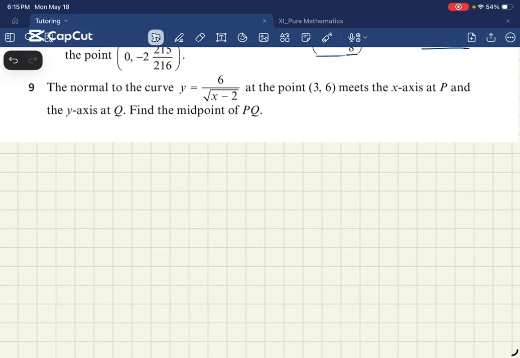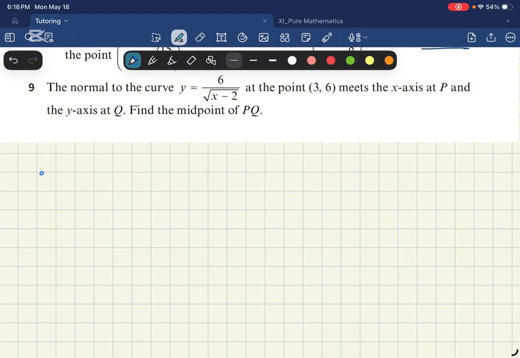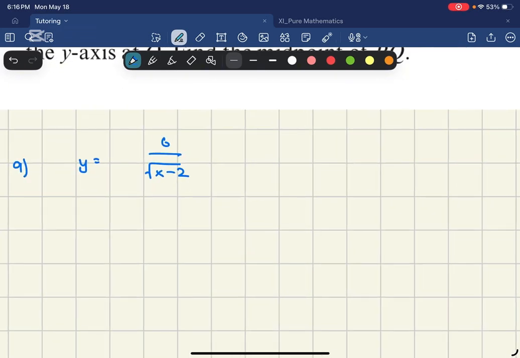Alright, so let's finish off the questions that we didn't complete the last time. So this is probably part 2 for tangents and normals. So question 9. The normal to this curve, y is given to be 6 divided by square root of x minus 2.